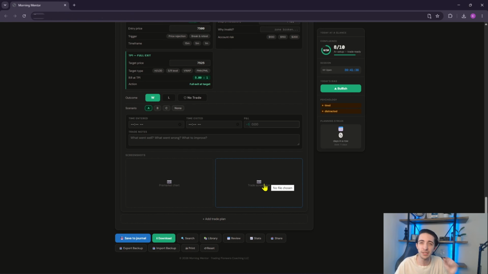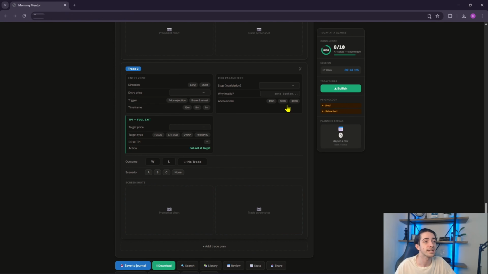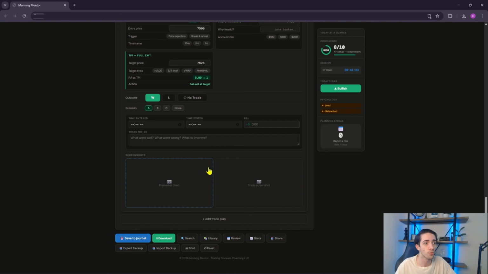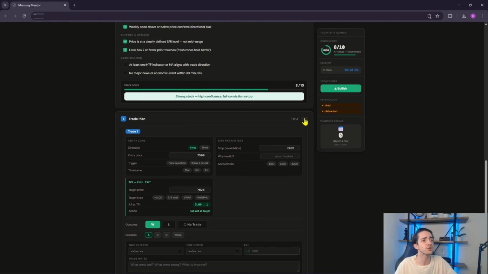Now you could really start journaling and looking back and seeing what works and what doesn't in which market conditions. What's great too is if you have another trade plan, you hit add trade plan, it gives you another set. Say you don't want it, you delete it. Let's say you don't even want to use trade plan. You minimize it, that's fine.